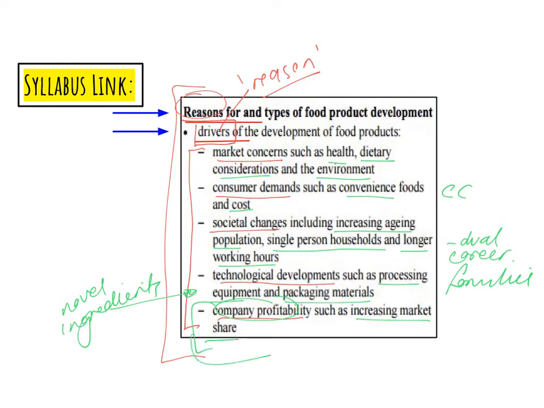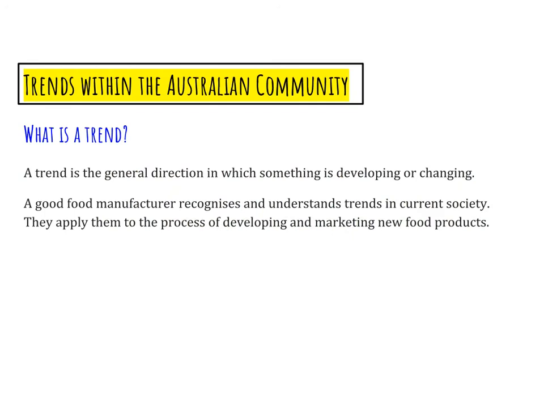Now this example is relevant to all food products because a company would not develop a new food product if it didn't want to be profitable from developing it. Now, before we go into the drivers in more detail, we're going to look at trends and market segments. So to start with, we're going to go through what a trend is.